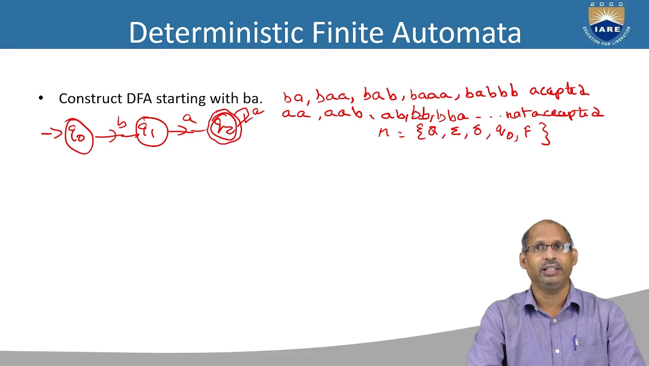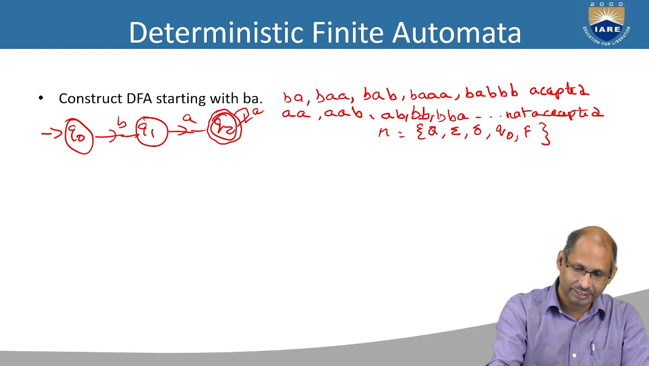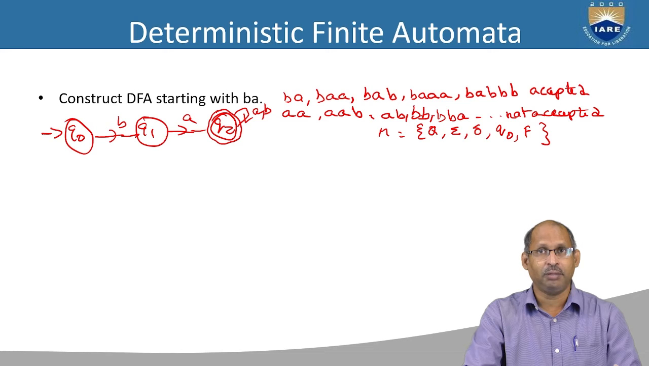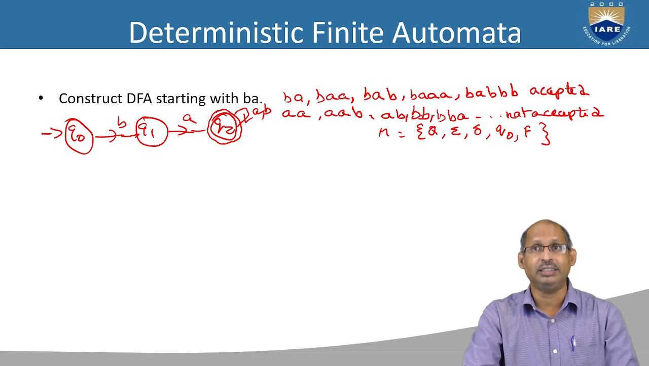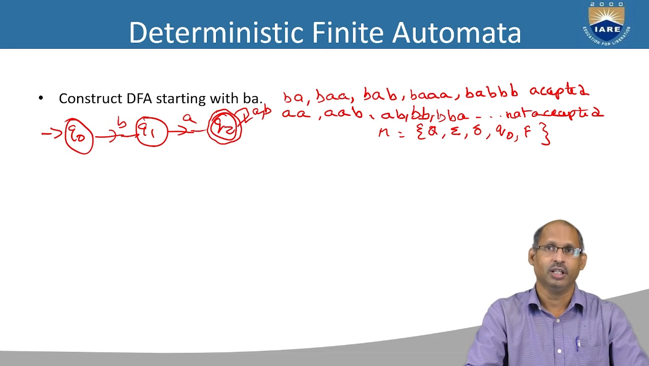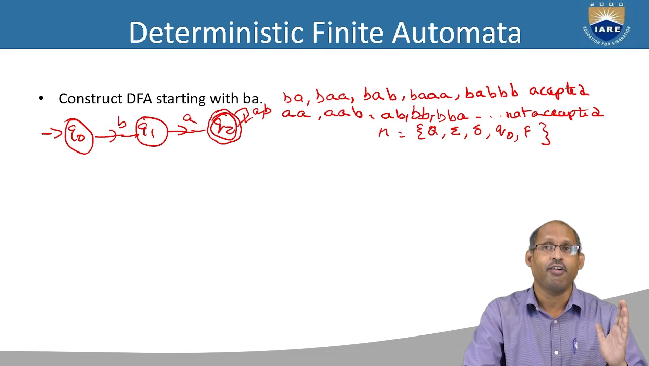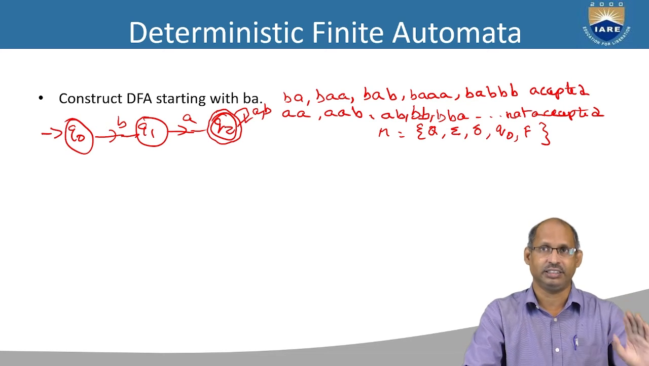BA followed by any number of B's is also accepted. Simply we say Q2 on A, B goes to Q2. This means the first symbol is B, after that the A symbol, and after that any A's or B's. All these strings are acceptable. That is possible by considering Q2 as a final state.